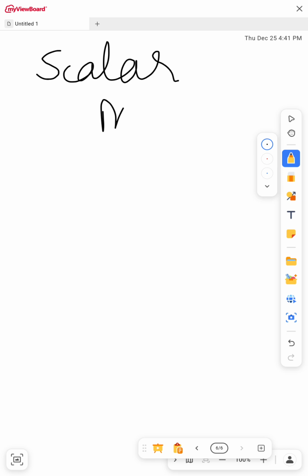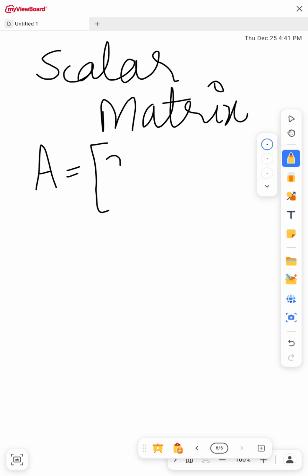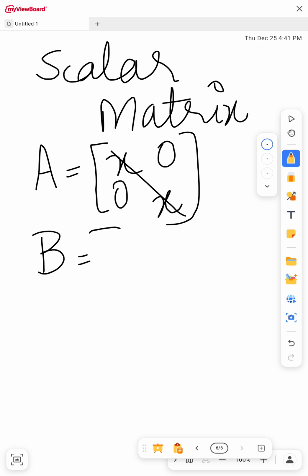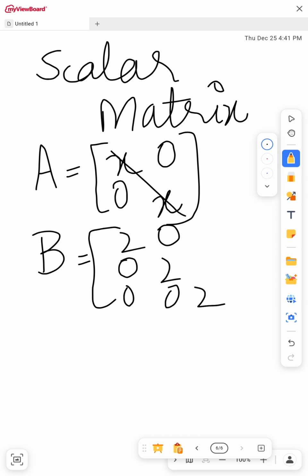What is a scalar matrix? A scalar matrix is a diagonal matrix in which all the elements along the leading diagonal are equal. For example, A is equal to, all the elements along the leading diagonal are equal. This is the leading diagonal and it has equal elements, which is X. For example, 2 2 2. All the others are equal to 0. All the elements of the leading diagonal are equal.